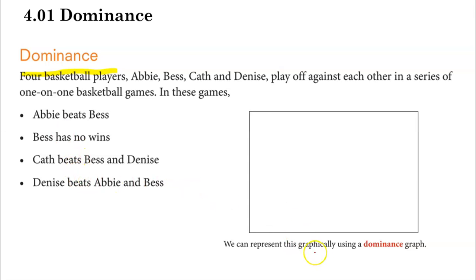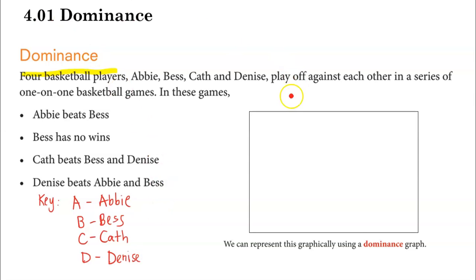I want to represent this graphically. Before I represent it, please always give a key: A, B, C, and D. First step, put 4 vertices in a circle form. Next, label the vertices.